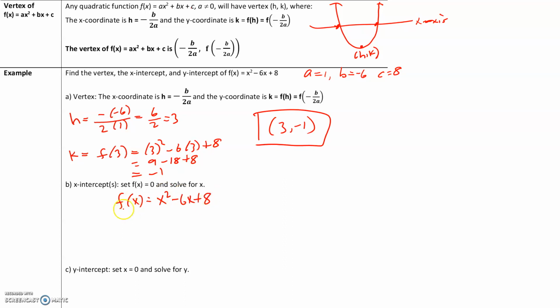And we are going to replace the f of x or the y value with 0, so we get 0 equals x squared minus 6x plus 8. Now there are two ways to solve this. You can either factor it or use the quadratic formula. If it's factorable, it's always easier to use factoring.